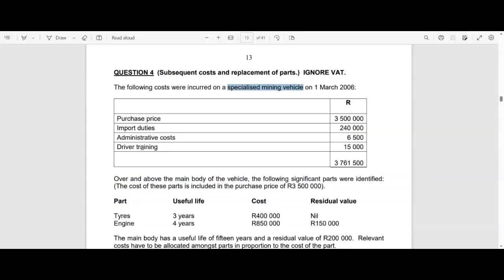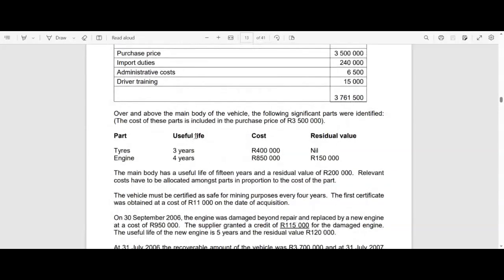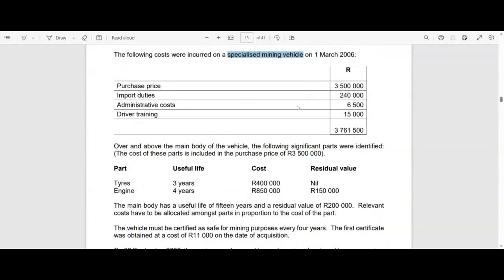Not the drivers, not the staff operating the asset. Then, ladies and gentlemen, they say over and above the main body of the vehicle, the following significant parts were identified. So now we see we've got one significant part that we refer to as the main body. So it means we're going to have a ledger account called specialized mining vehicle, colon, main body, colon, cost.